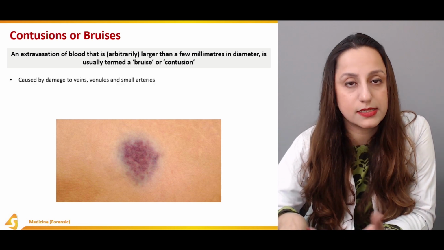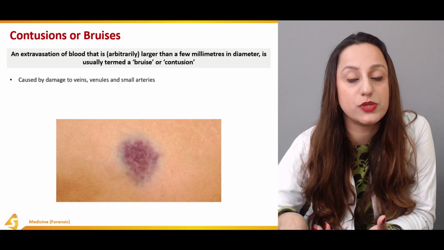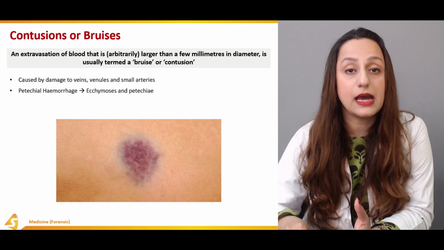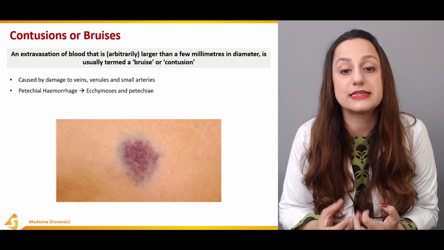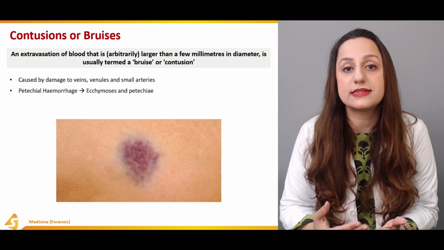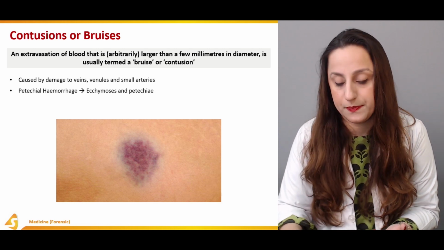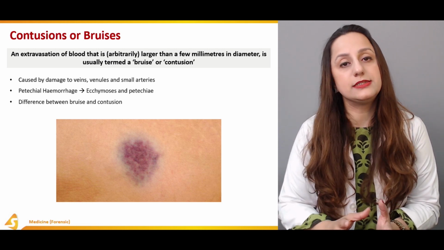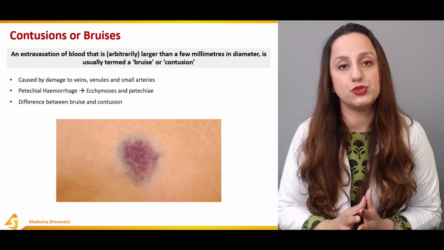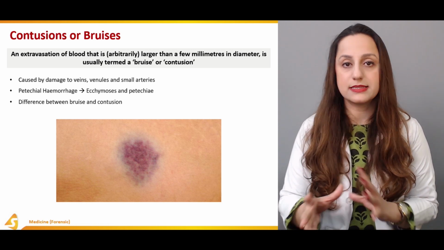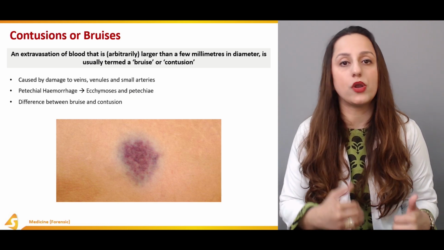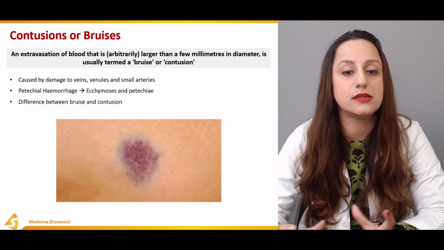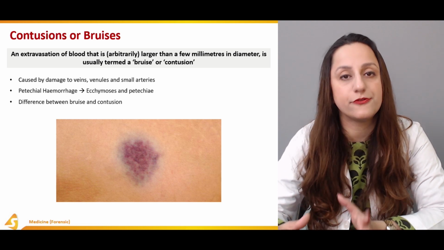Now, why does it occur? It is caused by damage to the veins, venules, and the small arteries. A smaller version of the bruise are the petechial hemorrhages that are seen in asphyxial deaths, also known as ecchymosis or petechiae. Now, what is the difference between a bruise and a contusion? Size is the main difference. A bruise is a little smaller, and contusions are basically when the bruises coalesce together, they form a contusion.